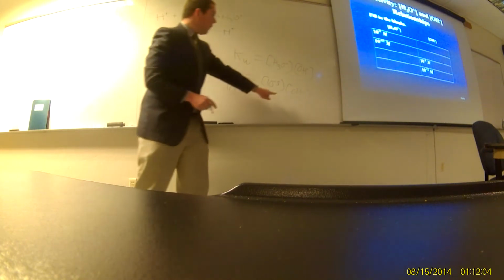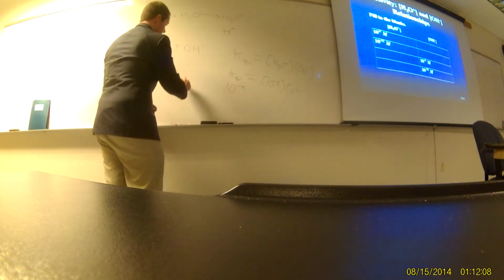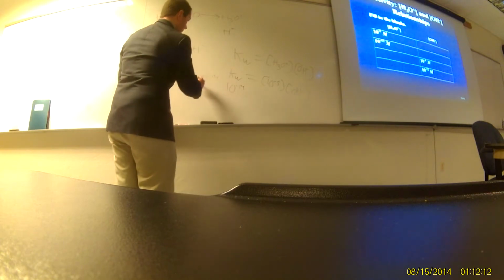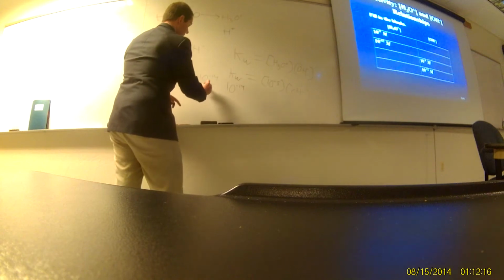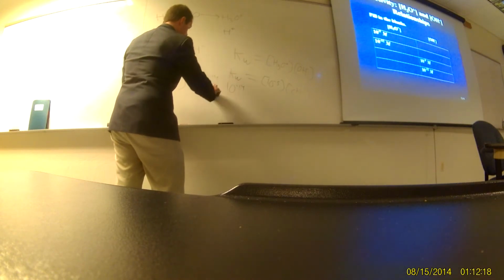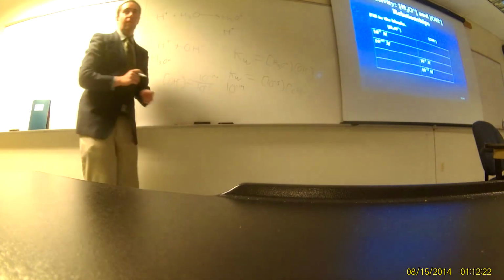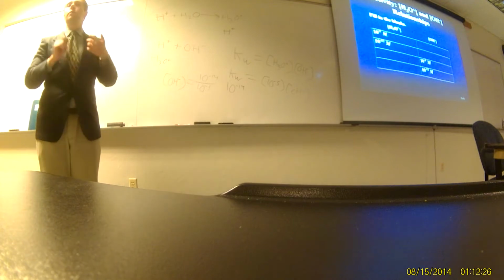So when we solve for OH minus, what we get is 10 to the negative 14 divided by 10 to the negative 5. And that will give us OH minus. You can put it in your calculator.